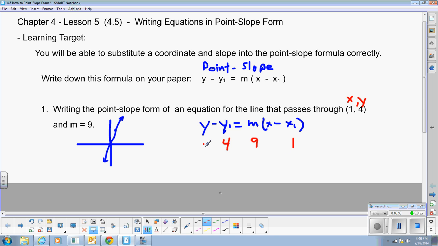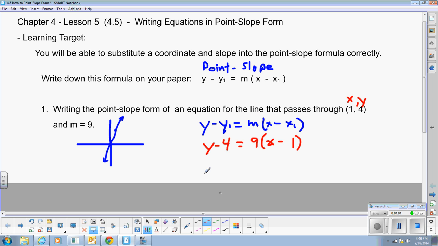So now what I do then is, at this point, I just copy the rest of the formula. Y minus 4 equals 9 parentheses times x minus 1. And that's it. That's all it is. I substitute in. This is how you substitute into the point slope formula. Copy your variables into the positions where you see x1, y1, and m. And that's all you do.